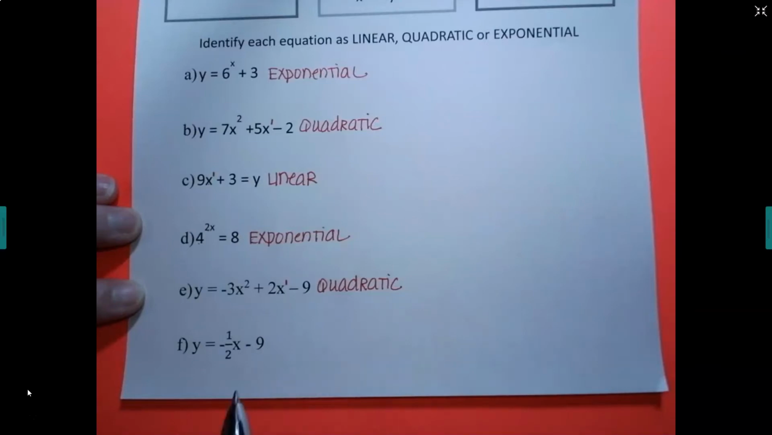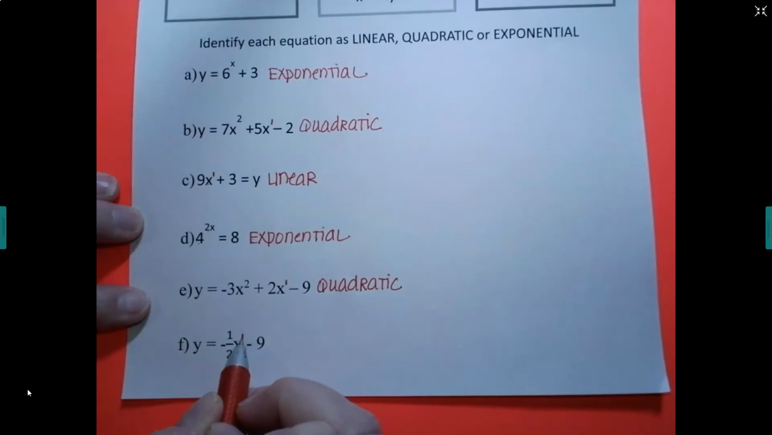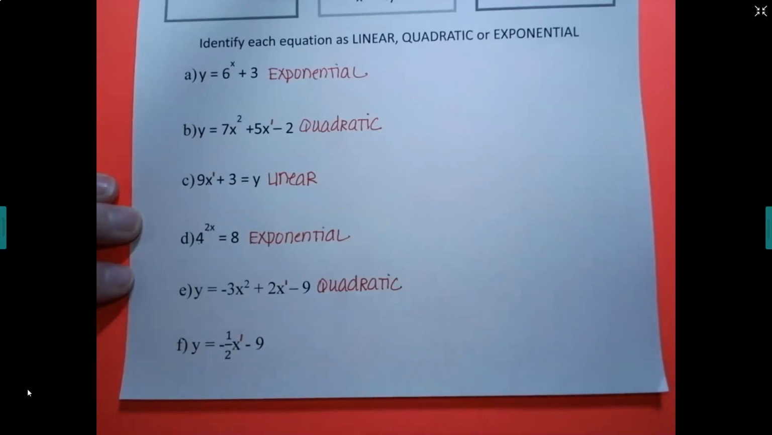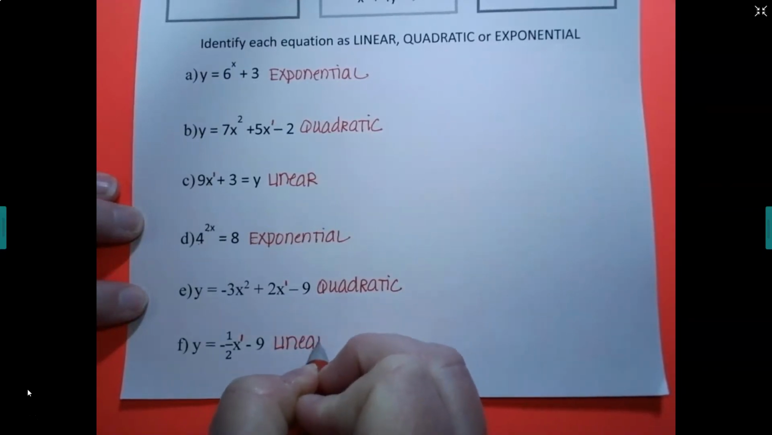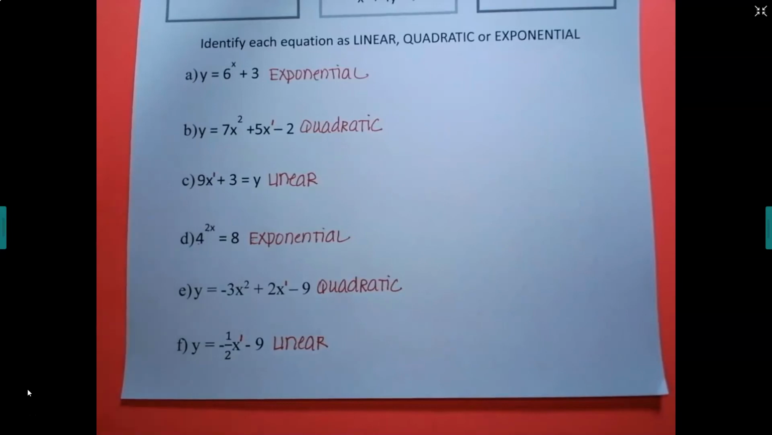And for our last example, negative 1/2 x minus 9. This x has an understood 1 right there. The highest exponent on the x is a 1. That makes it linear.